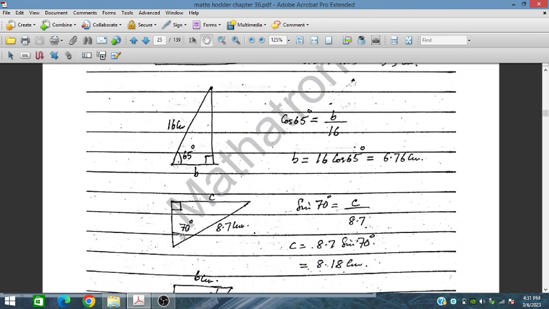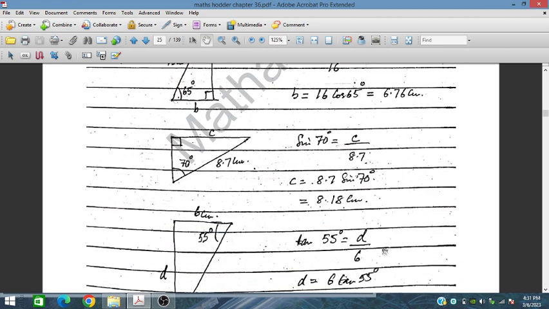For this problem, this is opposite because it is the angle opposite. So sine 70 is equal to C upon 8.7. So C is equal to 8.7 into sine 70, which is equal to 8.18 centimeters.